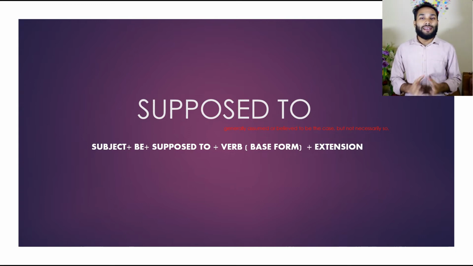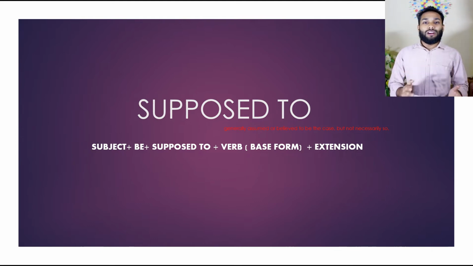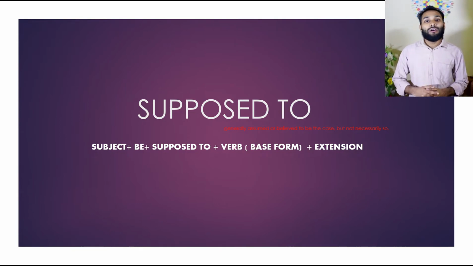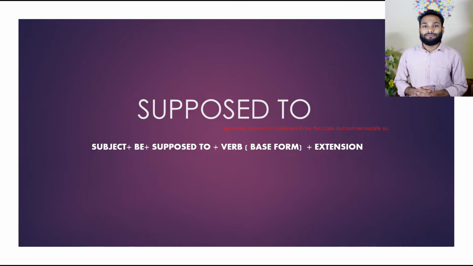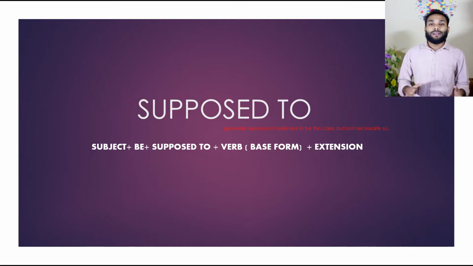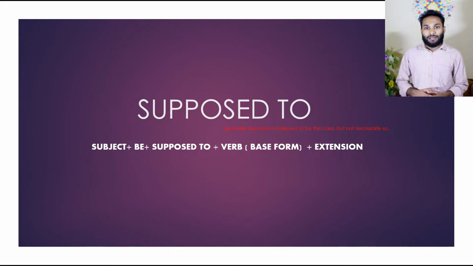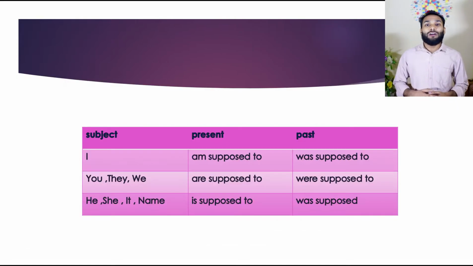So here is "supposed to," and we should know the form, which is called structure. There's a structure: subject, be verb. We know that one. Then "supposed to," then verb. The verb is in base form. Then extension: what do you want to add as information? So this is the structure, and we call it form. And this is how we'll make it.